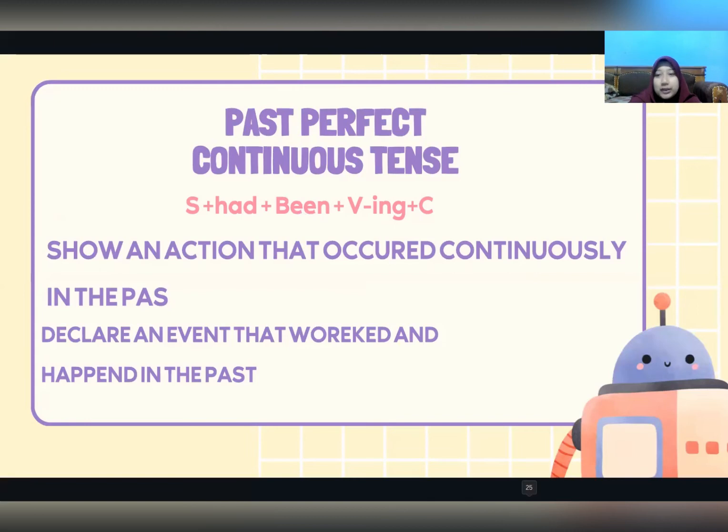Past perfect continuous tense has the formula subject plus had plus been plus verb ing plus complement. This sentence is used, first, to show an action that occurred continuously in the past. Second, to declare an event that worked and happened in the past.